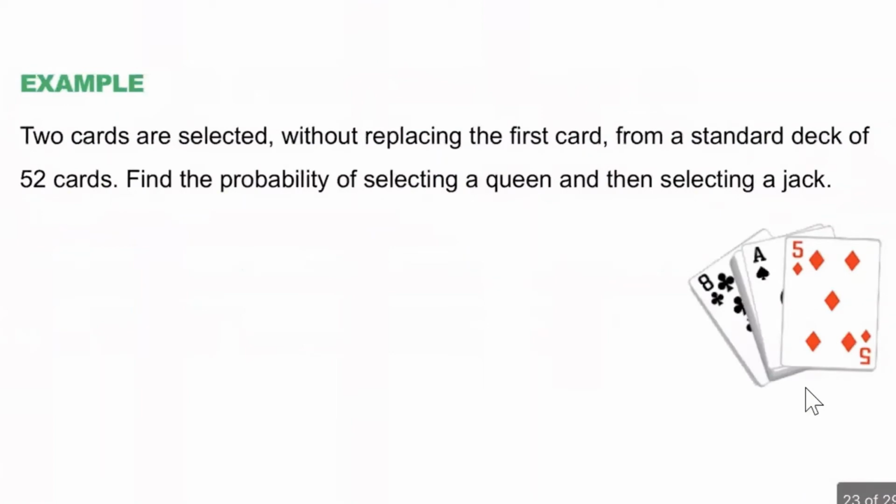Here is that. Again, cards. I don't have all cards there. I just have a little card there, but in fact, they're all cards. I think I collected them together. Look at that. Okay, 2 cards are selected without replacing.